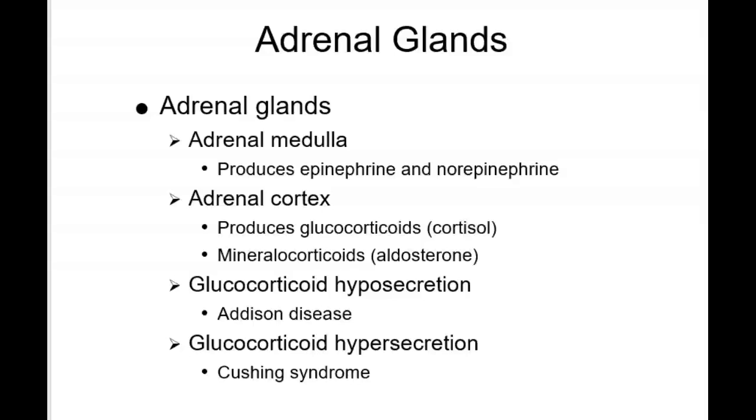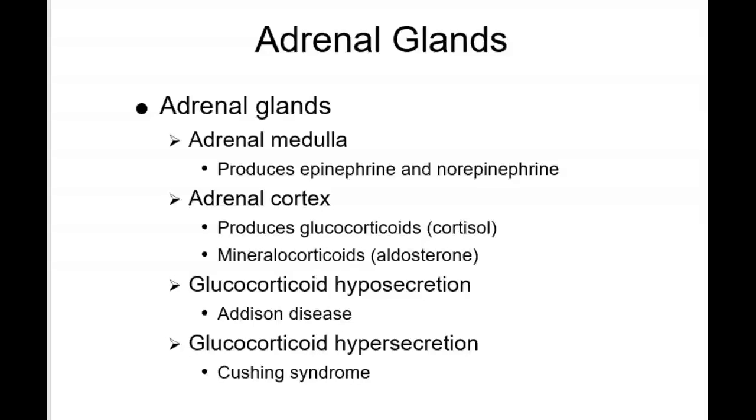This recording will go over Chapter 46, Glucocorticoids and Mineralocorticoids. So the adrenal cortex produces two types of steroid hormones, glucocorticoids such as cortisol and mineralocorticoids such as aldosterone. A decrease in steroid secretion is called adrenal hyposecretion or Addison's disease. An increase in steroid secretion is called adrenal hypersecretion or Cushing's syndrome.